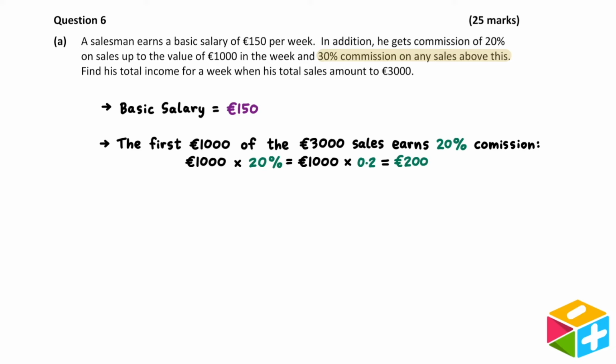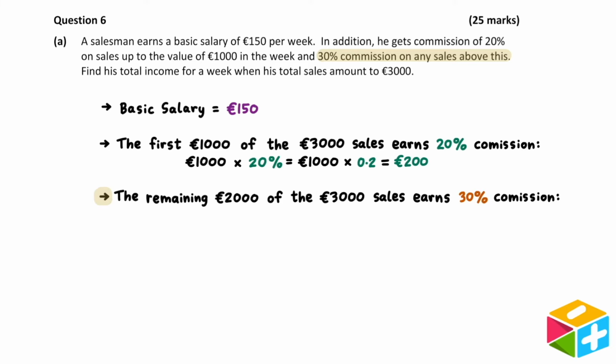We're told that any sales above €1,000 earn 30% commission. We had €3,000 in sales. The first 1,000 earn 20% commission, and the remaining 2,000 will earn 30% commission.